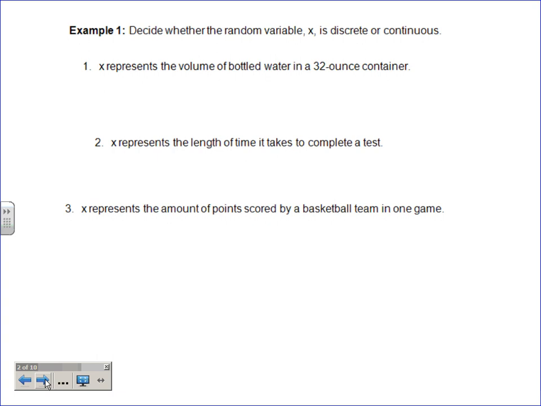And pretty much whenever you see time, that should be a good tip of the hat, that's more than likely going to be continuous. Because once you get to calculus, continuous kind of means sometimes more with time involved. Okay? And how about X represents the amount of points scored by a basketball team in one game? Yeah, you add them up, you scored 50 points. Done. 50 points scored. Okay?